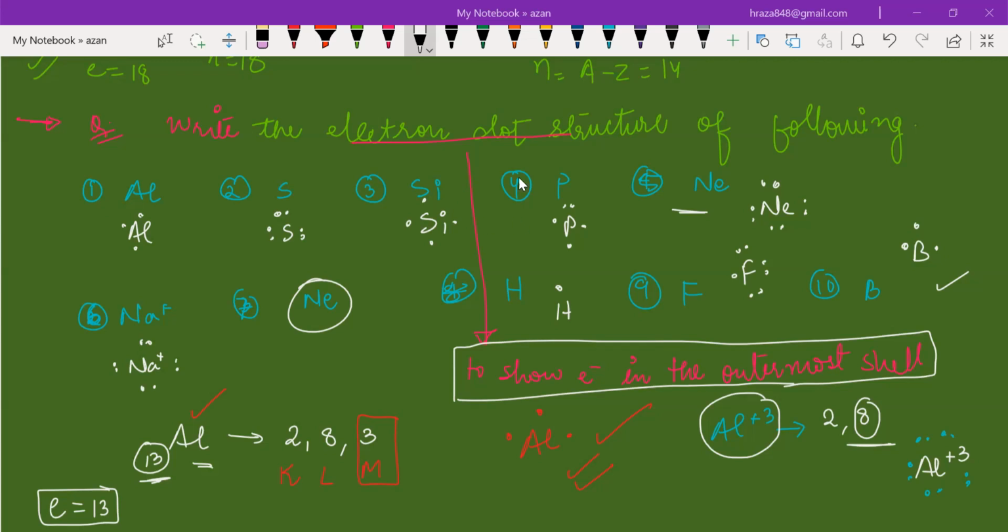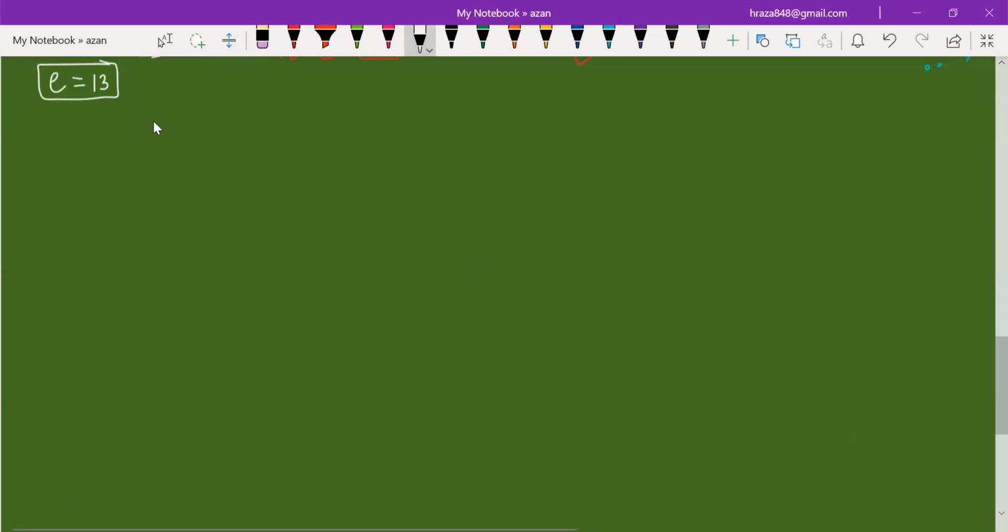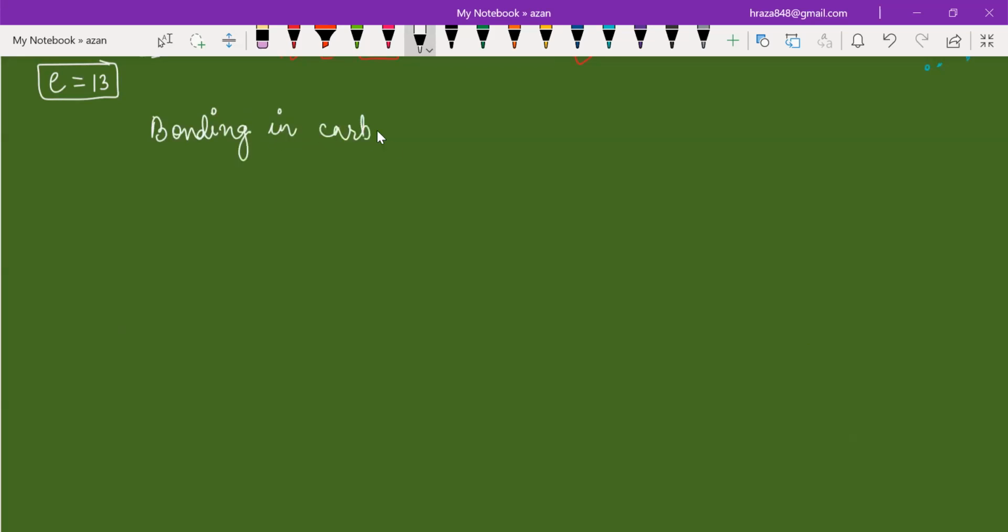Okay, so now I am going to explain bonding in carbon. Do you know what type of bond carbon makes? It is basically the covalent bond. We will talk about this covalent bond after a while. First of all, why does carbon not lose or gain electrons?